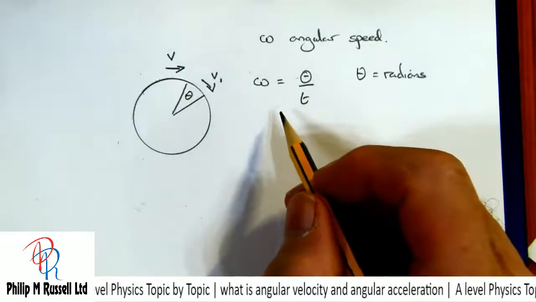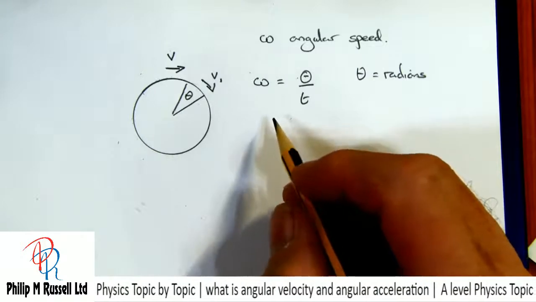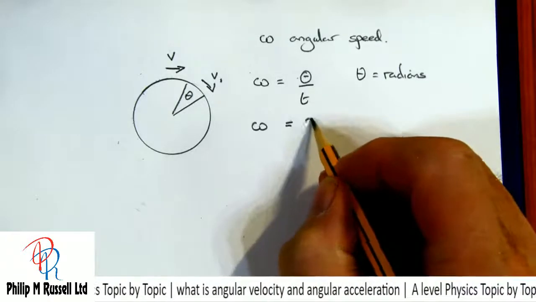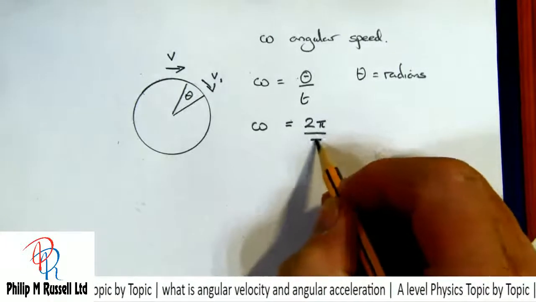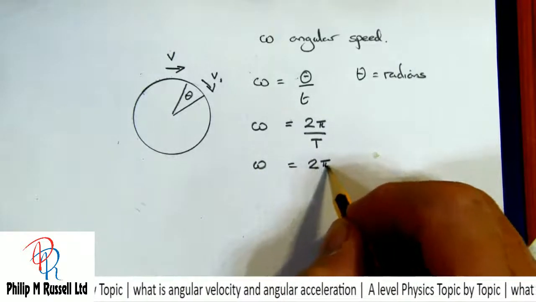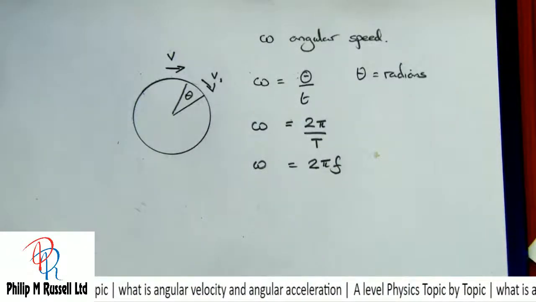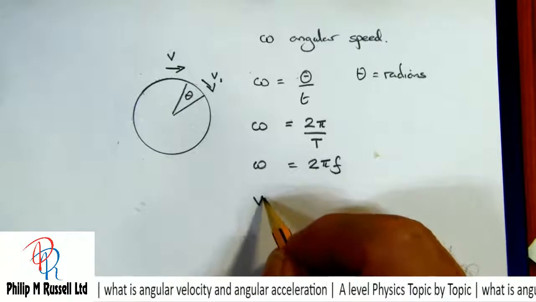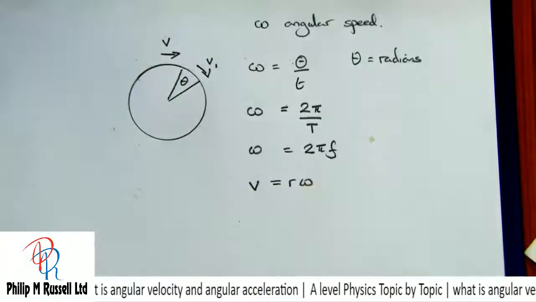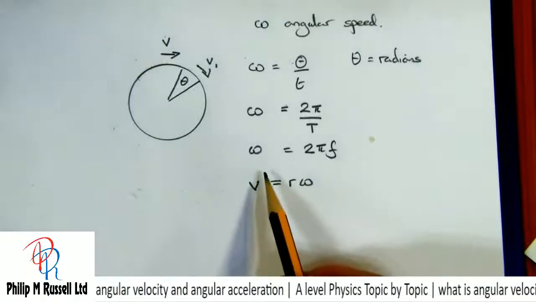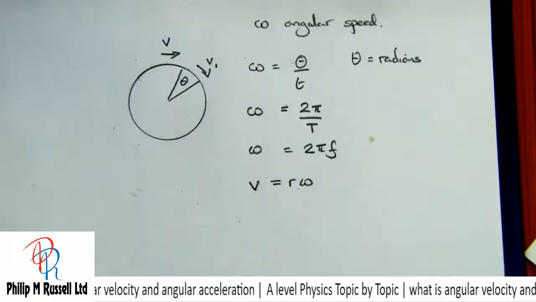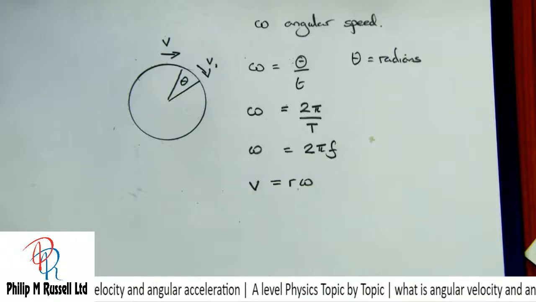We also worked out, if we know the time period, that my angular speed can equal either 2 pi over the period, or 2 pi times the frequency. Linking velocity, we got last time v equals r omega. So the linear speed increases with the radius.